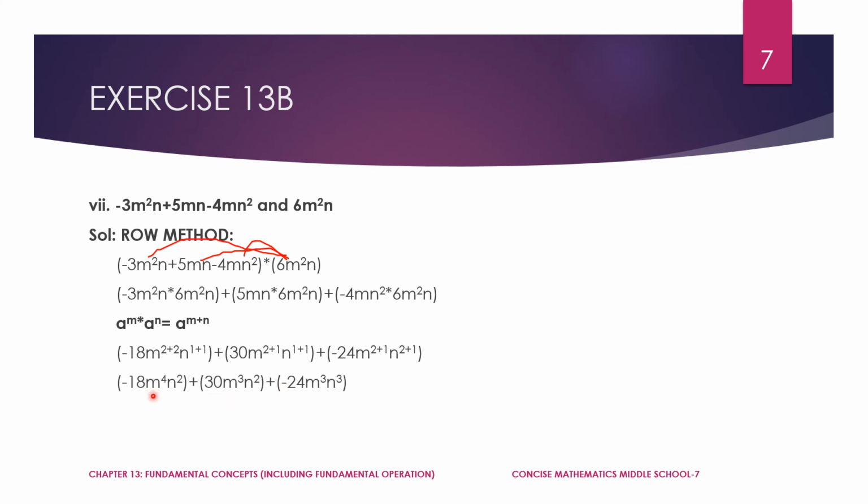Now next step, minus 18 m to the power of 4, n to the power of 2, plus 30 m to the power of 3, n to the power of 2, plus minus 24 m cube n cube. I have just added all the exponents. Now just remove the braces. Minus 18 m to the power of 4 n square plus 30 m to the power of 3 n square, plus into minus, minus 24 m cube n cube.